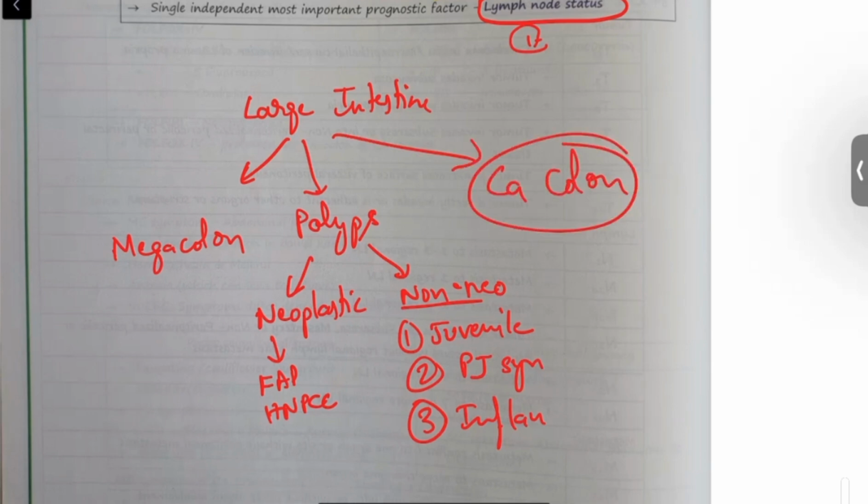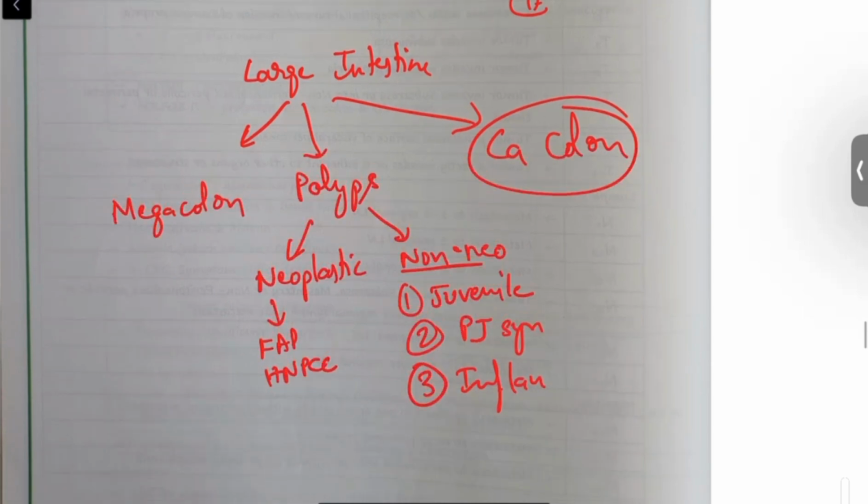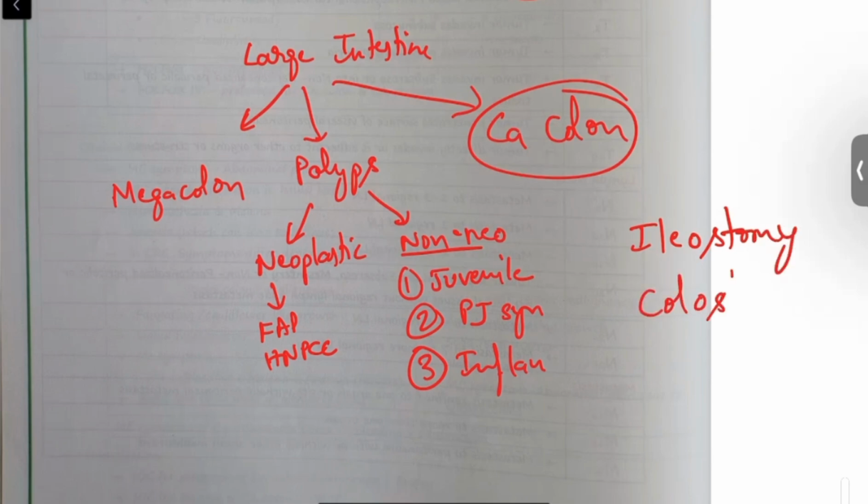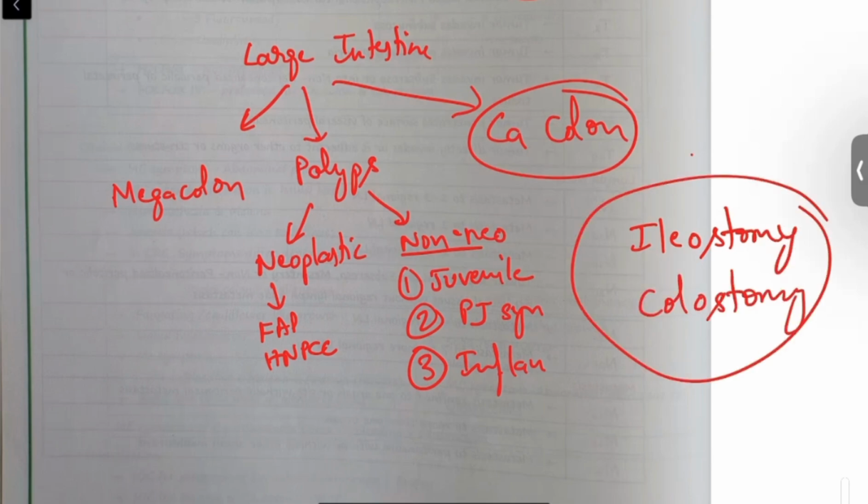Okay. So after this we need to know about 2 main procedures called ileostomy and colostomy. These are procedures used throughout the large intestine, or rather throughout the intestine, in treatment. So it is better to study them under a separate topic and finish it off.